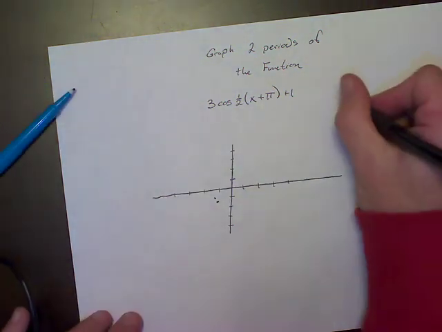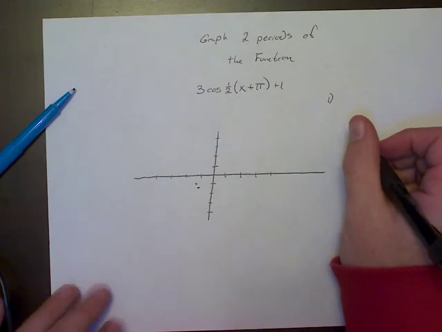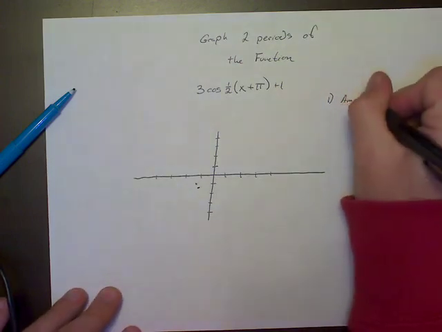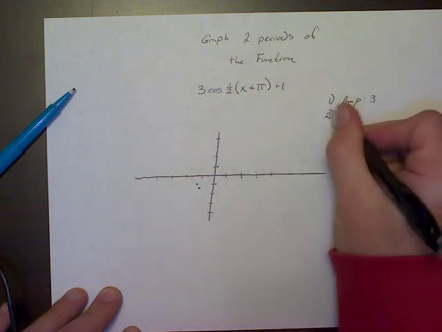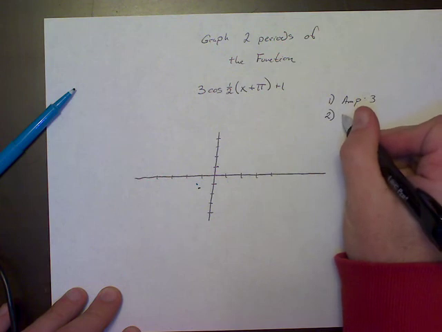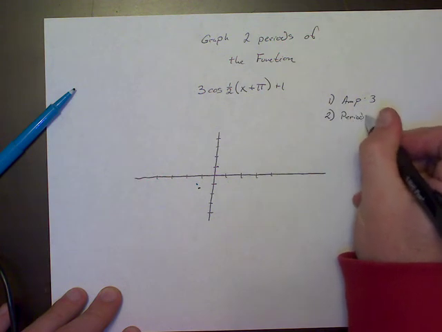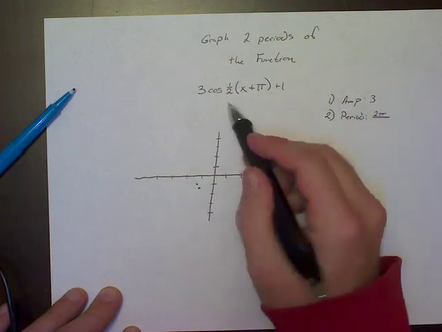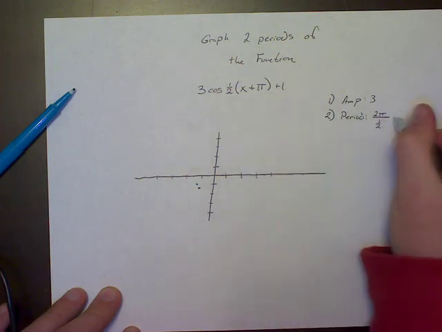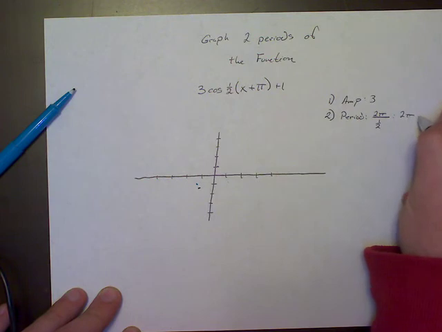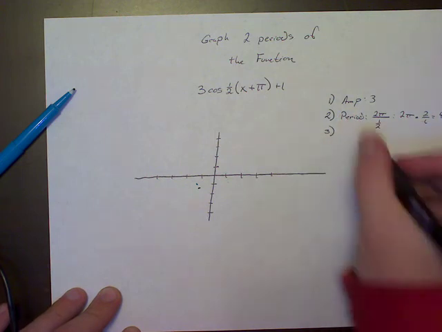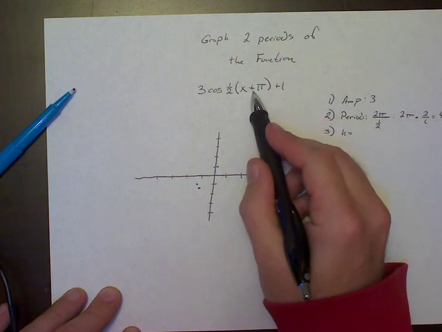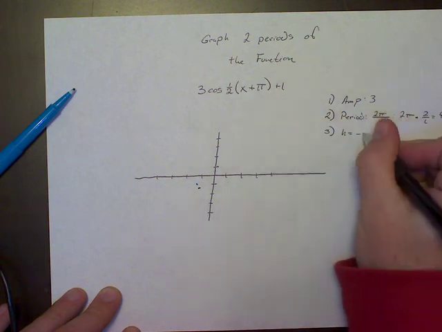Alright, so we set up the 3 things that we need to find. We need to find the amplitude. So the amplitude is that first number, so 3. Second number is the period, or second thing we need to find, and that's 2 pi over 1/2. So that's copy dot flop. So then step 3 is figuring out what h is. In this case, it's the opposite of that, so that would be negative 1/2.